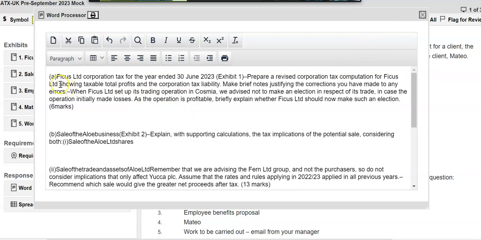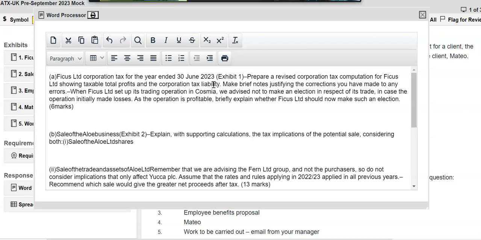Okay. So if we go to the requirement A, it says Fiscus Limited corporation tax liability for 30th June 23. So we have to calculate the corporation tax liability for the year ended 30th June 2023. Exhibit 1 is relevant here because it is mentioned in the question. Okay, moving on. It goes on saying that please prepare a revised corporation tax computation for Fiscus. So we have to prepare the revised computation, right? Then it says that showing the taxable total profits and the corporation tax liability, make brief notes.